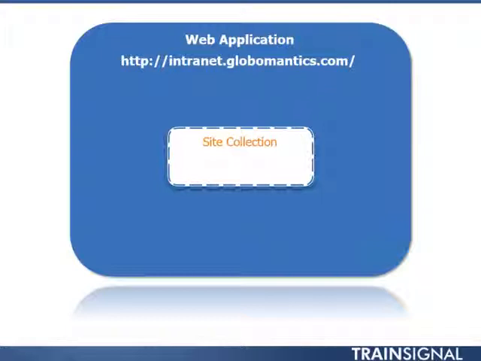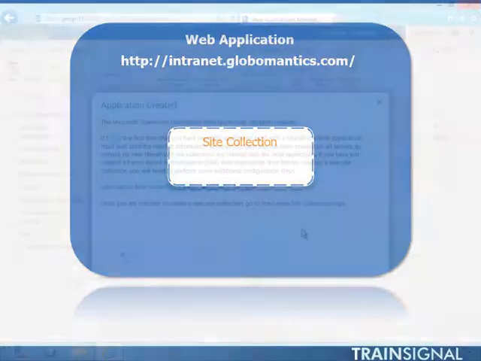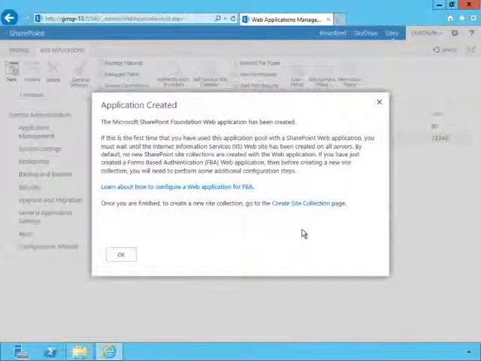Well, by now our web application should be finished, so let's go ahead and take a look back at our SharePoint server. Hey, and look at that. We are done indeed. Application created. Always a good sign. Whenever we don't see an error message, I think that's a good day. And like it says, if this is the first time you have used this application pool with a SharePoint web application, you must wait until the IIS website has been created on all servers. By default, no new SharePoint site collections are created with the web application.